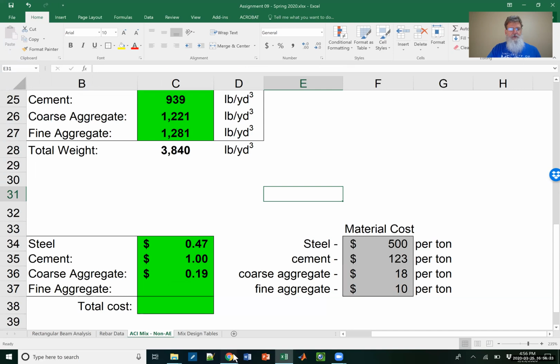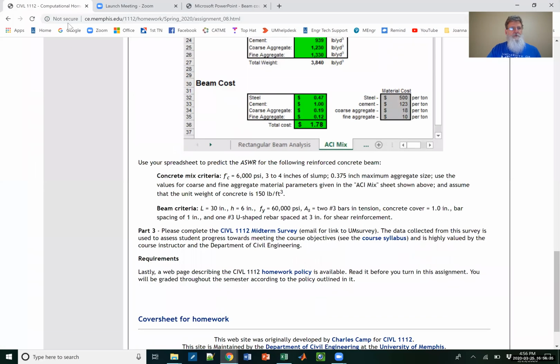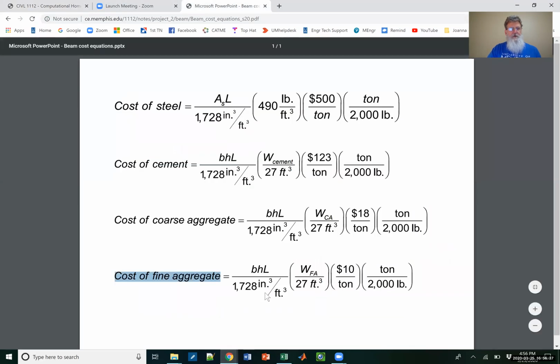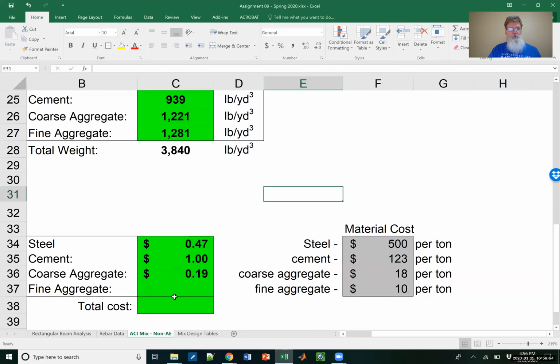I'll go back to my notes section here, and you can see that fine aggregate looks very similar to the coarse aggregate. It's just going to be the cost value or the amount that we're using in the ACI mix design and in the cost value. But this first term here is the same for all of them. Okay, so we'll start with that.